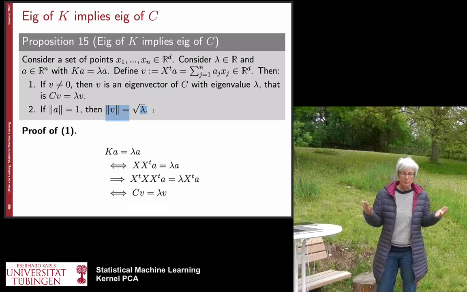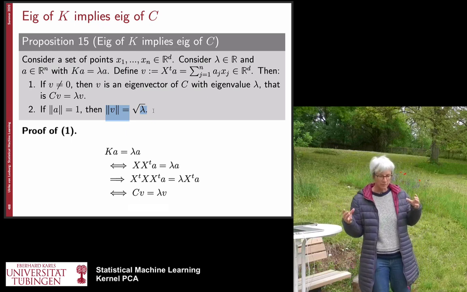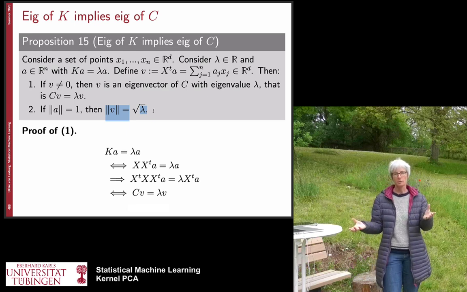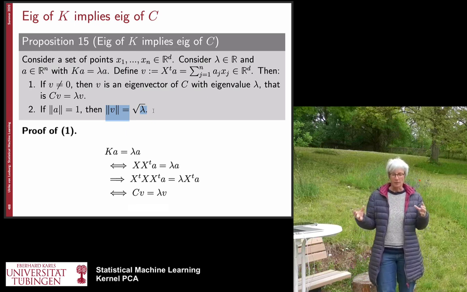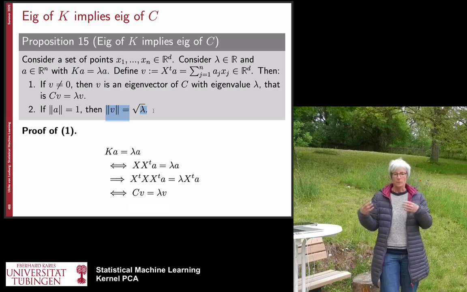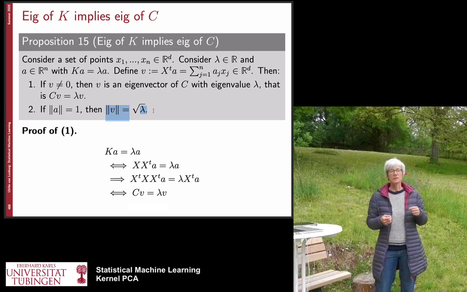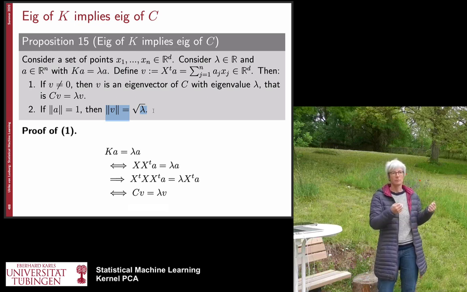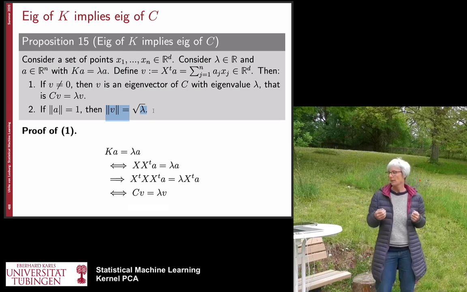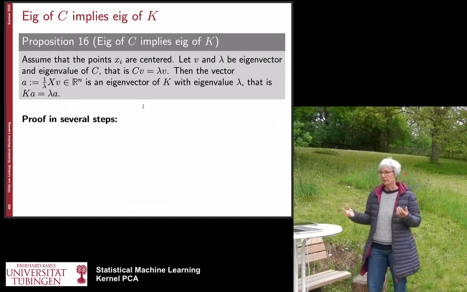Now observe, if we want to apply kernel PCA, we also need the other direction, because the PCA algorithm says we take the covariance matrix and then we compute its eigenvectors. So what we now need to look at is the other direction. We take the covariance matrix, and if we have its eigenvectors, do they also correspond to eigenvectors of the kernel matrix? Because later this is what we want to do. We want to replace the eigenvectors of the covariance matrix by those of the kernel matrix. And this is now this other proposition that shows the other direction.